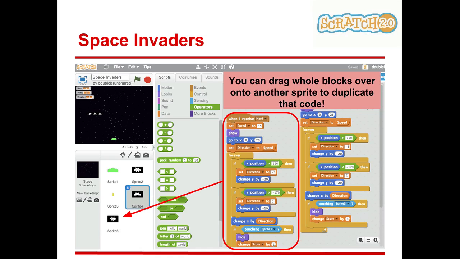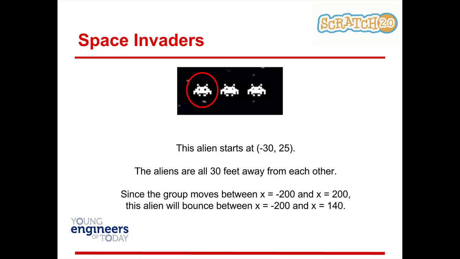Once you've gotten one alien, you can start dragging this code over onto 2 other aliens, right on the alien. Make sure the game isn't running, then drop it on them. All right, so let's look at this alien. The alien starts at -30, which is on the left, and 25 on the Y, slightly up. The aliens are 30 feet away from each other. Since the group moves between -200 and 200, this alien will bounce when X is -200 and X is 140.